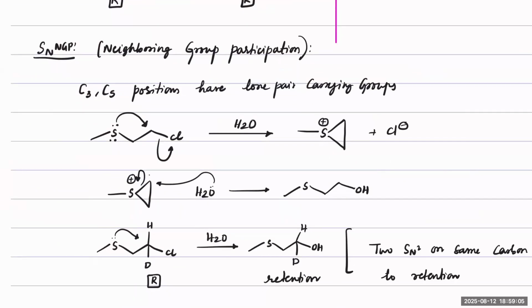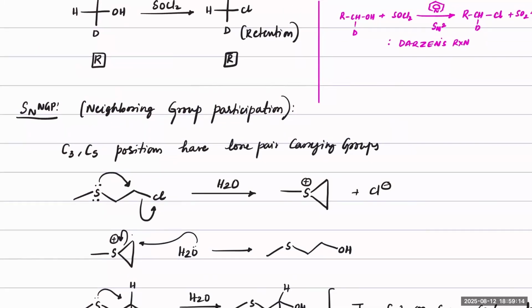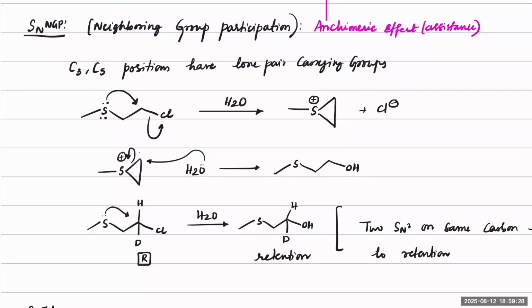Right. Next one is SNNGP. NGP is a term used to express that there is a neighboring group which is also participating in the reaction. Officially, it is called anchimeric effect or assistance. Usually, this happens when there is a group present on the third position from the main chain, or the fifth position from the main chain.